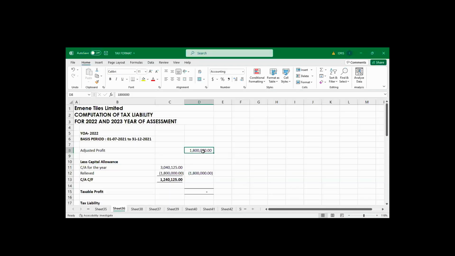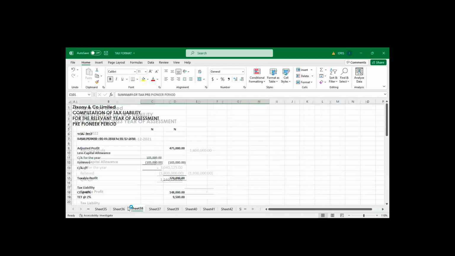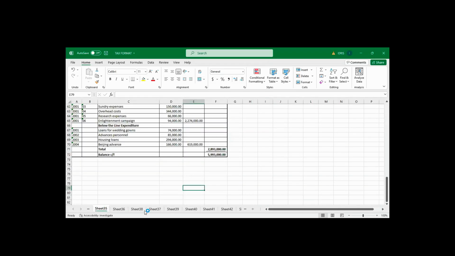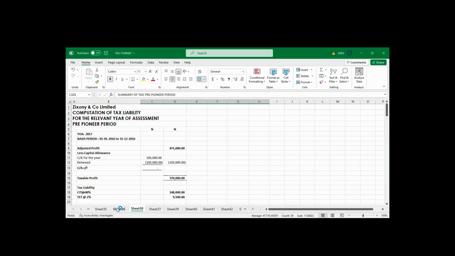This is the adjusted profit, 1.8. From the adjusted profit, we less capital allowance. How do we get capital allowance? That will take us to working note 3. How do we get our capital allowance? Working note 3.